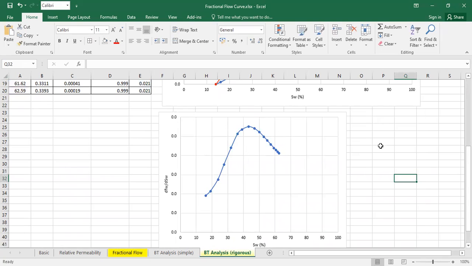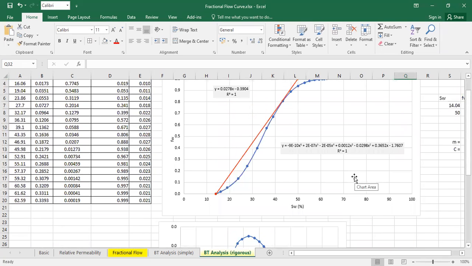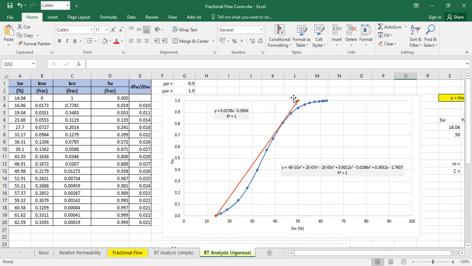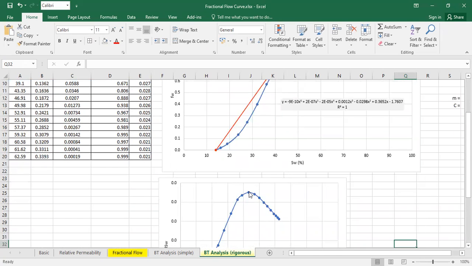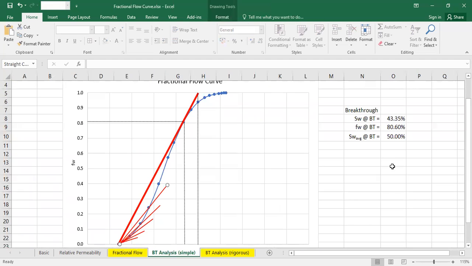Okay. And the intersection, the crossing point, the touching point between the fractional flow curve and the tangent line will occur at this highest point. Okay. Which is at water saturation of 43.3%, which is very, very close with this one, right? It's not very close, it's actually it. Okay.